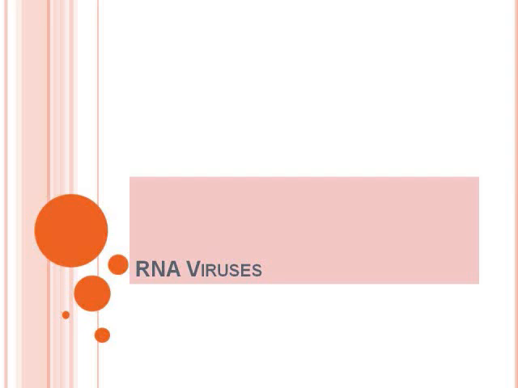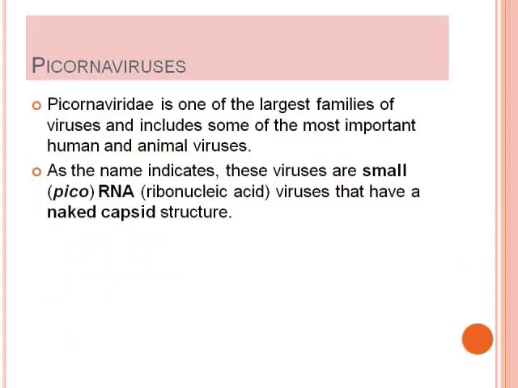Okay. So the family of viruses that we're going to study today are picornaviruses. As the name suggests, pico means small and there's an RNA there. You really have to look for RNA or DNA, you'll find it there. And this is one of the largest families of viruses, and it does include some important viruses of human or animal disease.